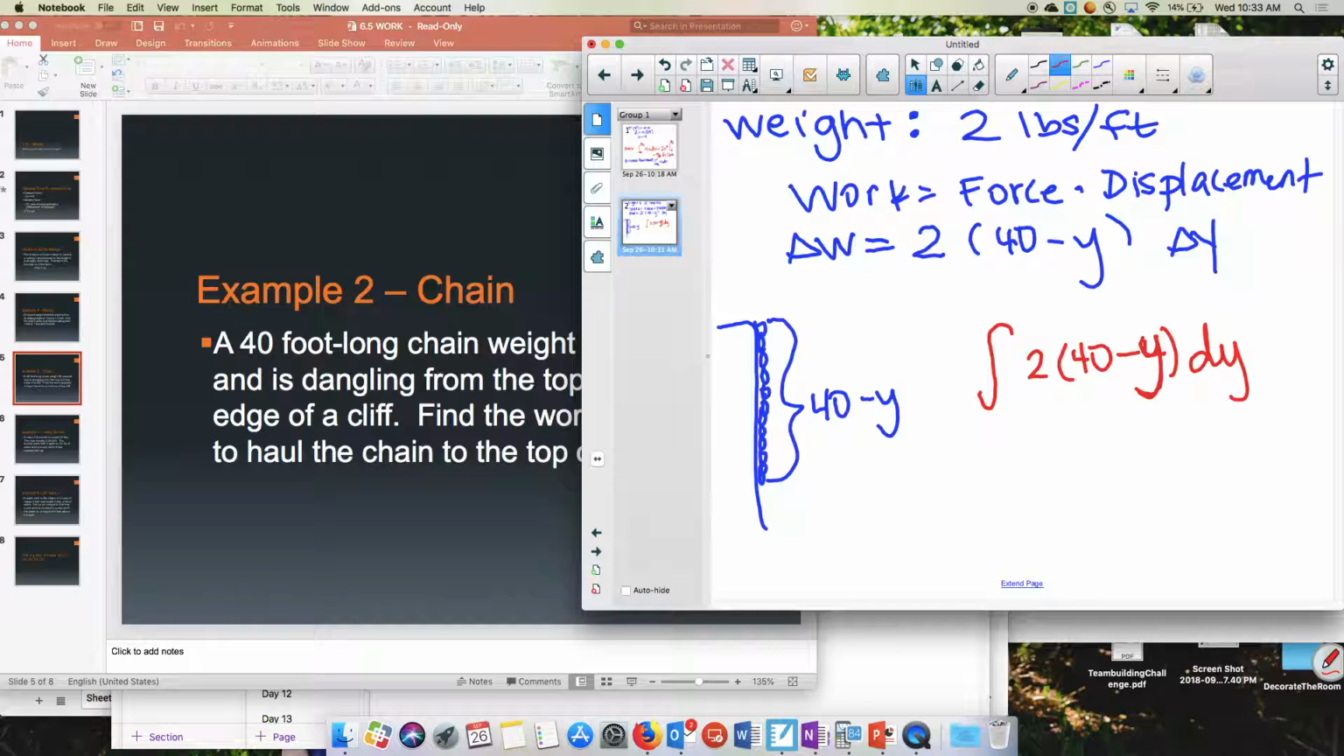2 dy is essentially our force times displacement 40 minus y. Are we okay with why we are choosing 40 minus y? If 40 minus y is how we're describing our displacement, what would our limits of integration be? 0 to 40, because we're going to do the whole chain.